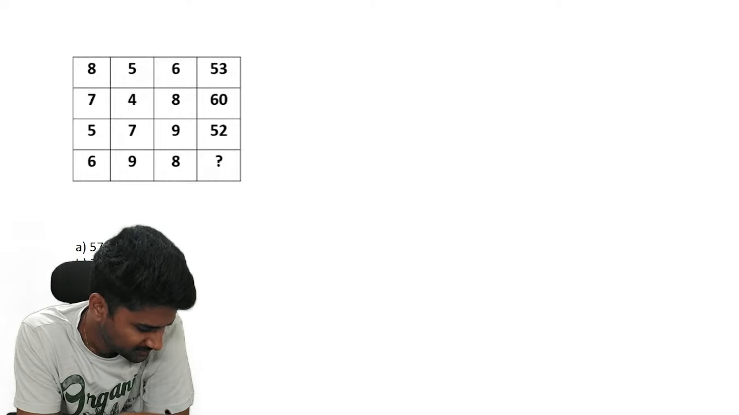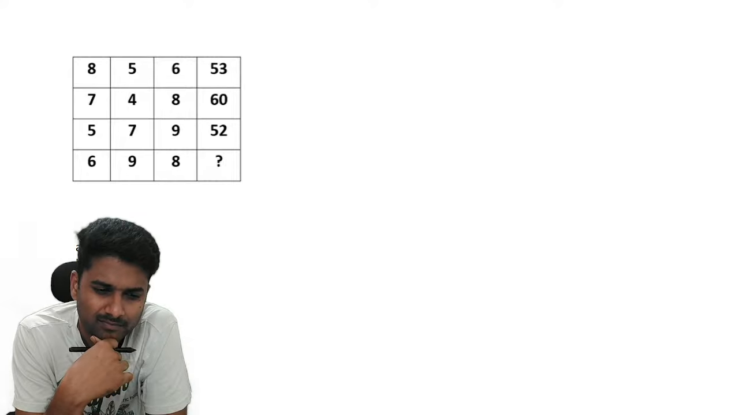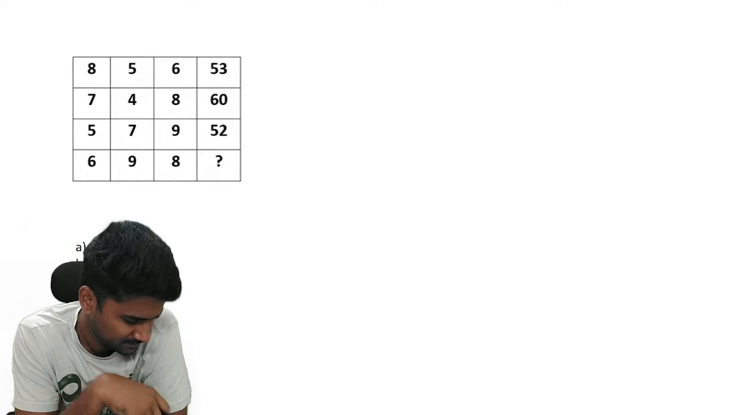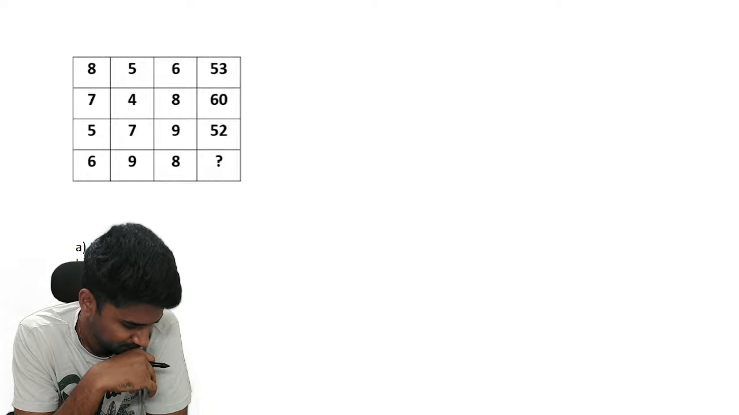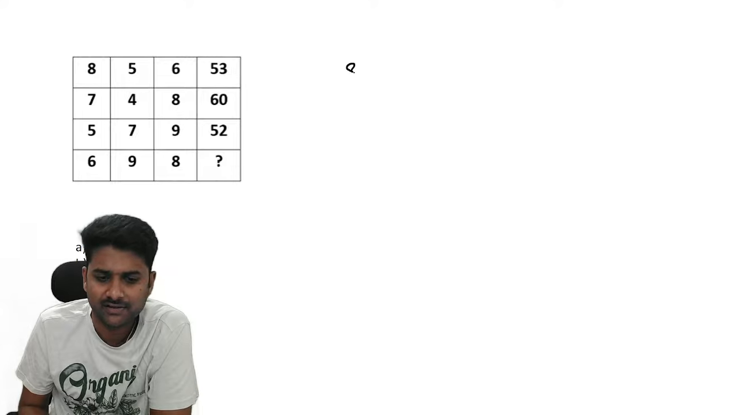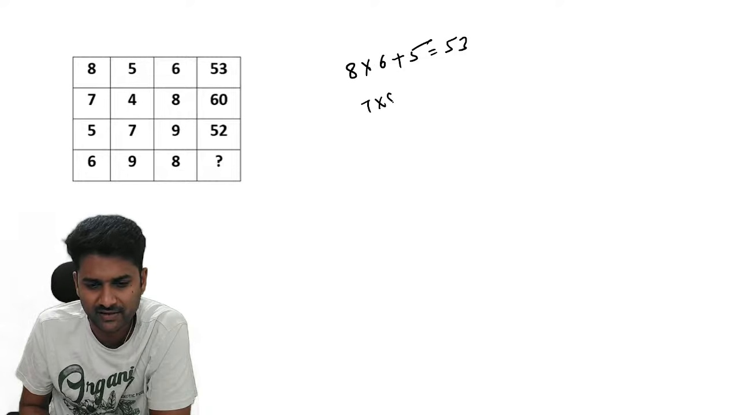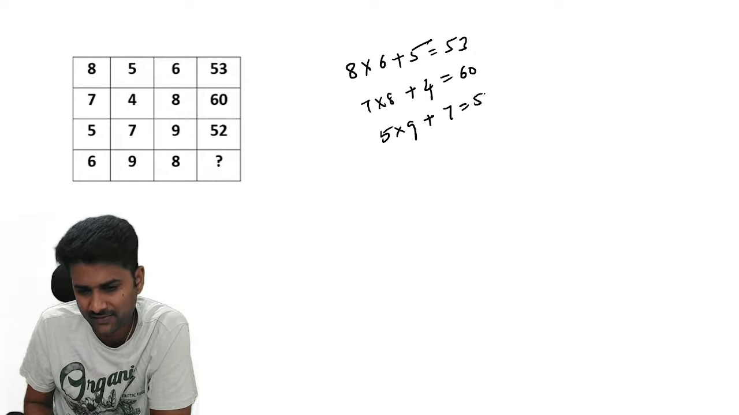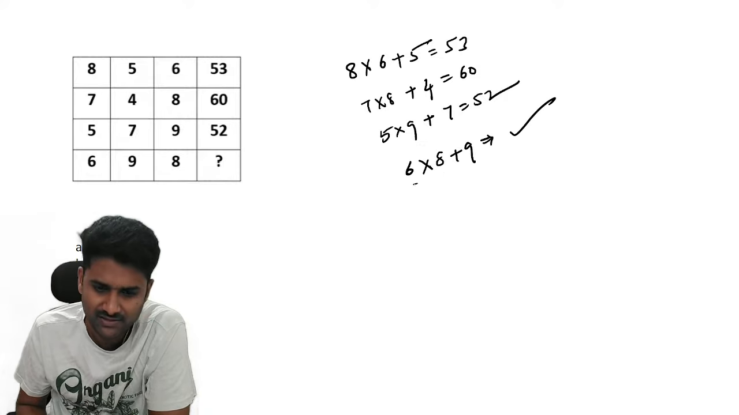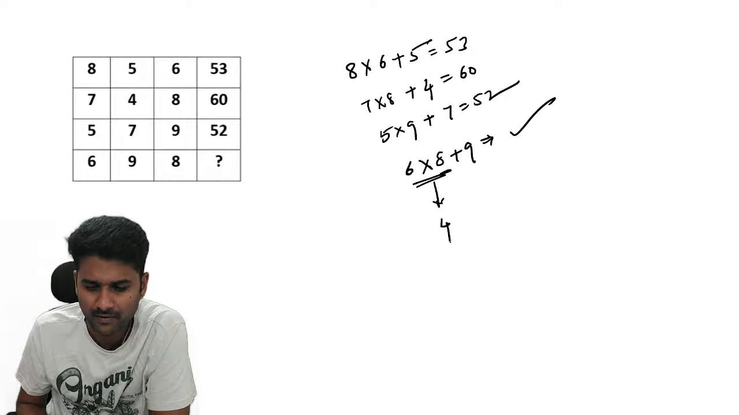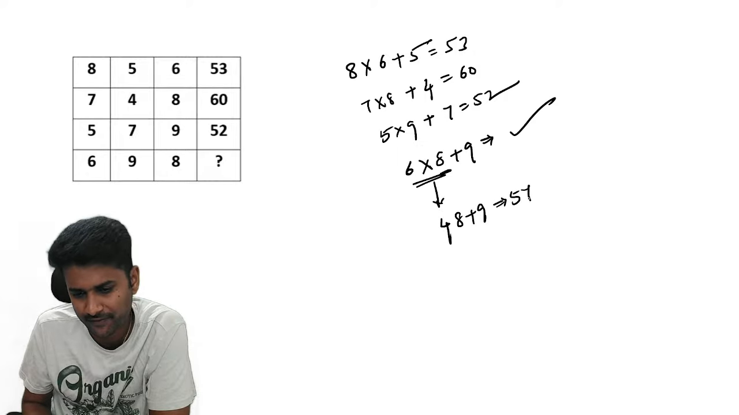So try to find this answer, just replacing that question mark. So here the logic, see, 8 into 6 plus 5 is equal to 53. Same way 7 into 8 plus 4 is equal to 60. 5 into 9 plus 7 is 52. Finally, 6 is multiplied with 8 plus 9 becomes the result. So 6 into 8, 48 plus 9 is equal to 57, which is the correct answer.